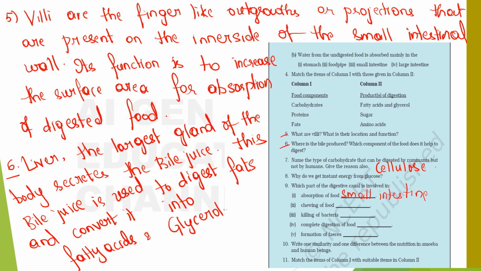So what is this chewing of food? Where does it happen? Chewing of food will happen in the mouth, or buccal cavity, or oral cavity, right? And killing of bacteria will happen in the stomach. Why will it happen in the stomach? Do you remember why? Yes, it is because of hydrochloric acid, right?